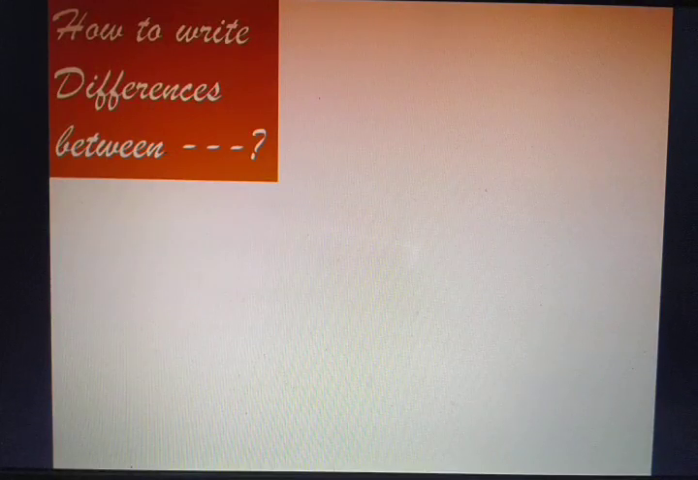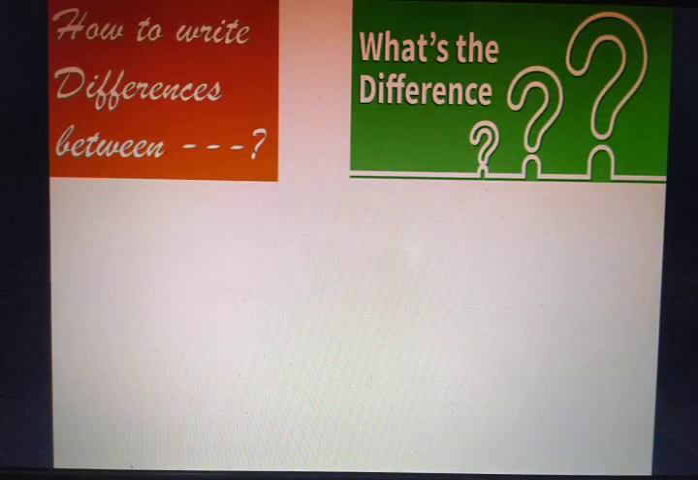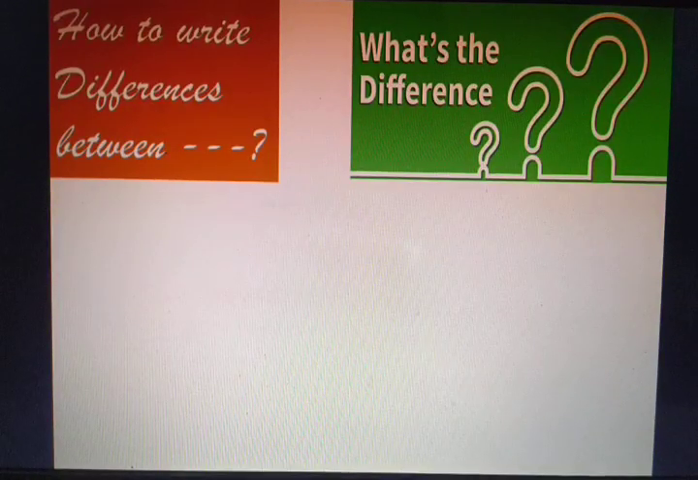Now, another thing I have seen: how to write differences between anything. What's the difference, or how to write differences between two things? Anything. I'm not specifying any particular topic, but it's general difference writing. How can we write difference?